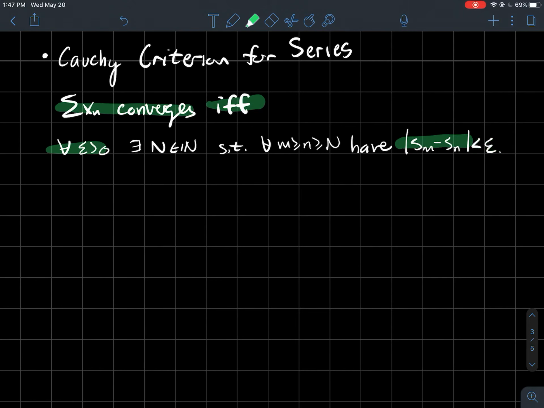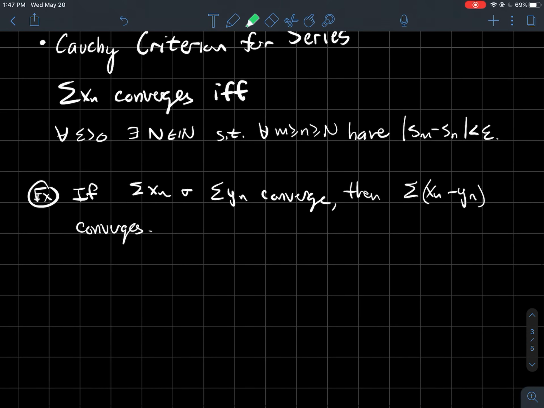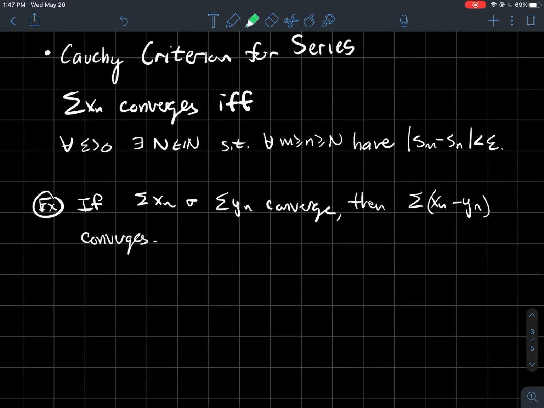So the partial sums should be within epsilon of each other. Let me give you an example of how you would use the Cauchy Criterion. This would be useful to prove something like: if you have two convergent series, then their difference is convergent. Let me give you some scratch work.